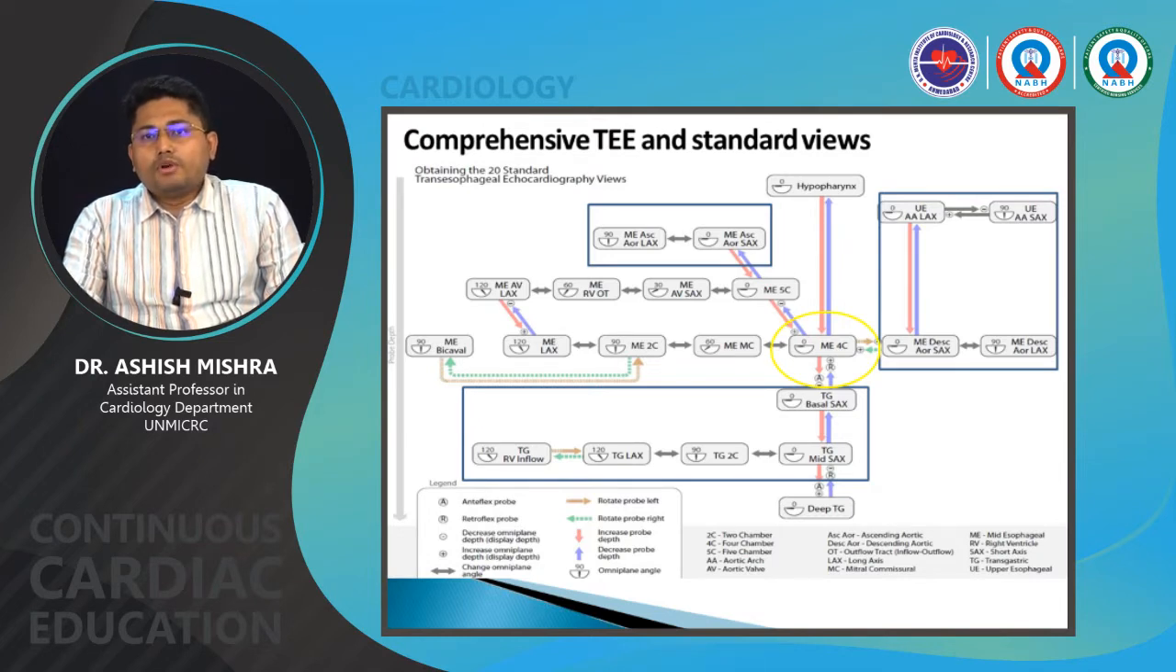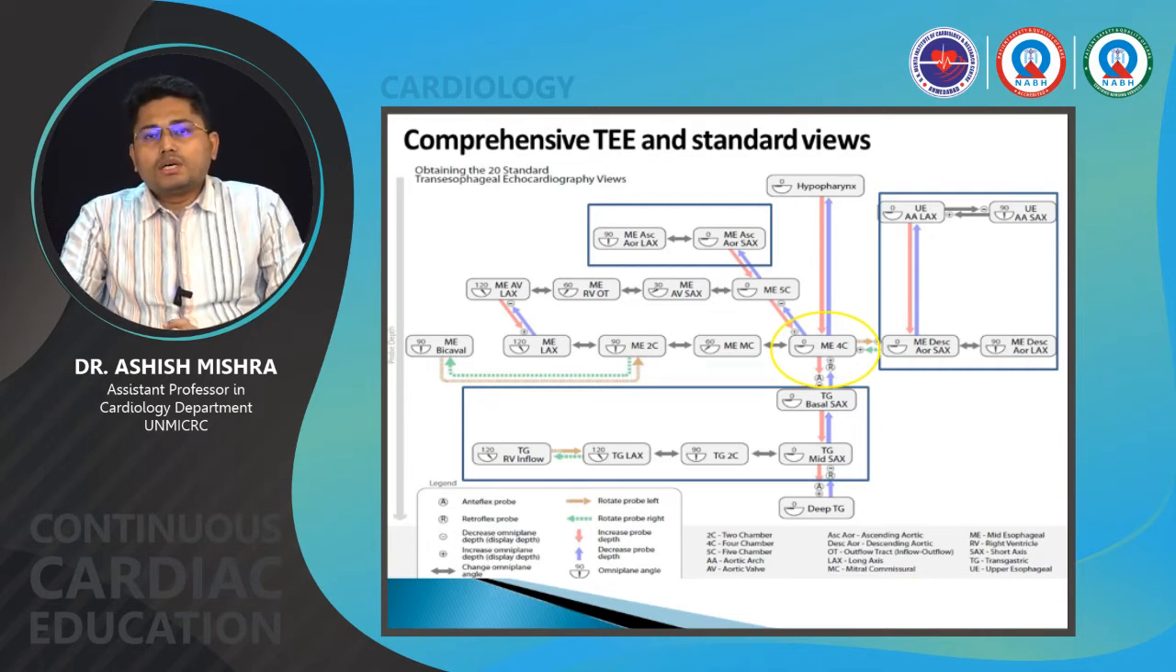Then coming back, while withdrawing the probe, we should also screen the aorta by acquiring the various standard views for aorta. These are basically the mid esophageal descending aortic short axis and mid esophageal descending aorta long axis view. Then again pulling up, by withdrawing we will be able to visualize the aortic arch in the long axis and the short axis view, and also one should screen the ascending aorta in long axis and short axis view. So basically this is a schematic diagram.